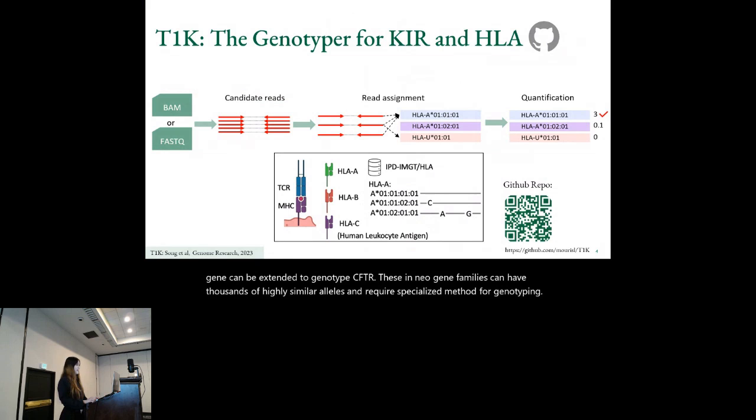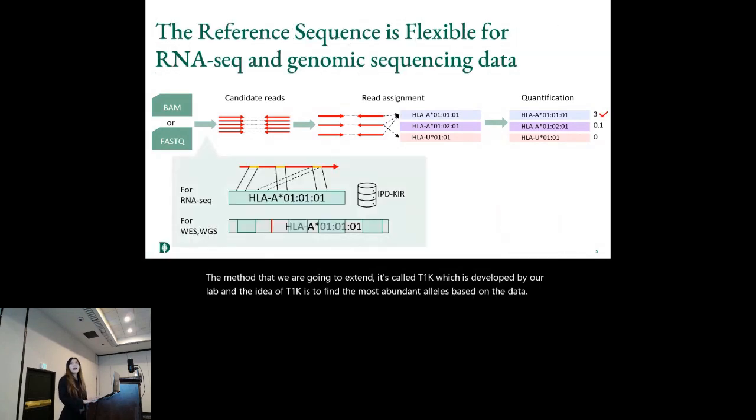The method that we are going to extend is called T1K, which was developed by our lab. And the idea of T1K is to find the most abundant alleles based on the data. Here, I want to show how flexible T1K is for both RNA sequencing data and genomic data. For RNA-seq data, we build the reference sequence by just concatenating the exon sequences. And for genomic data, we add the flanking intron sequences as the anchor.